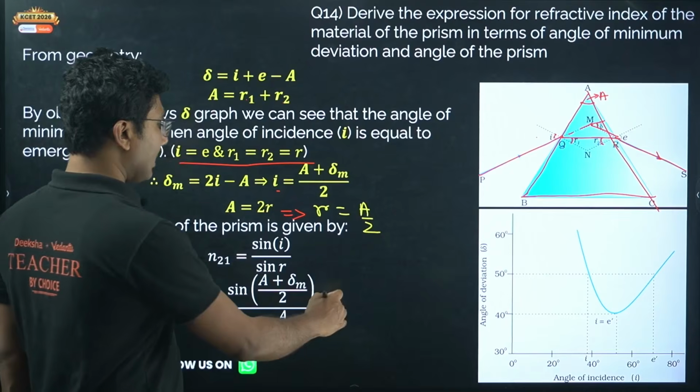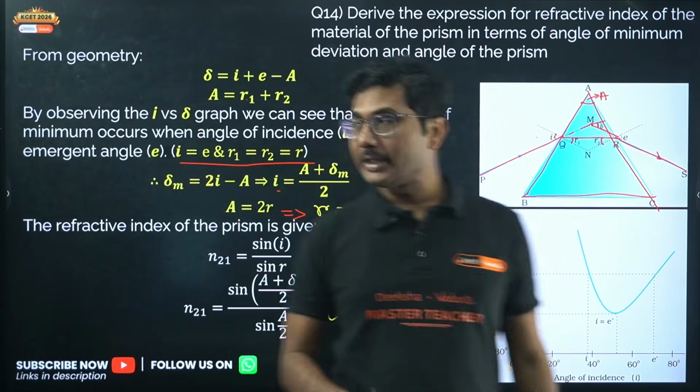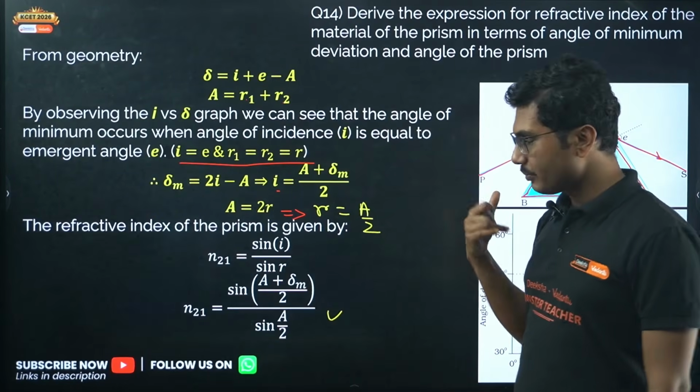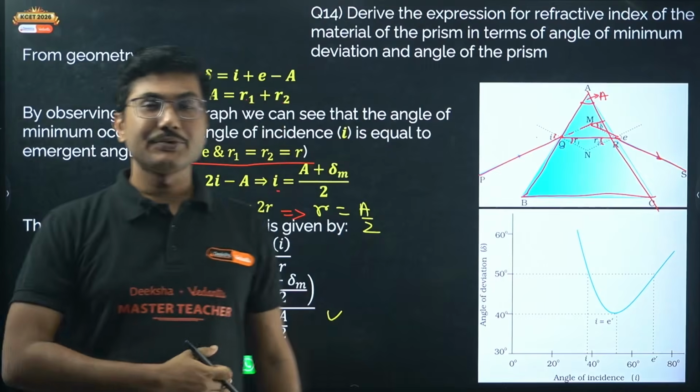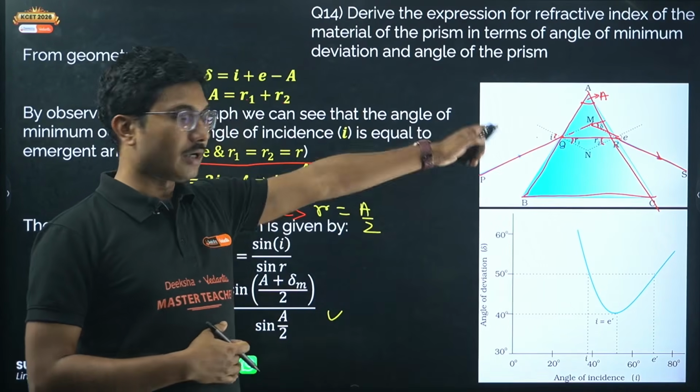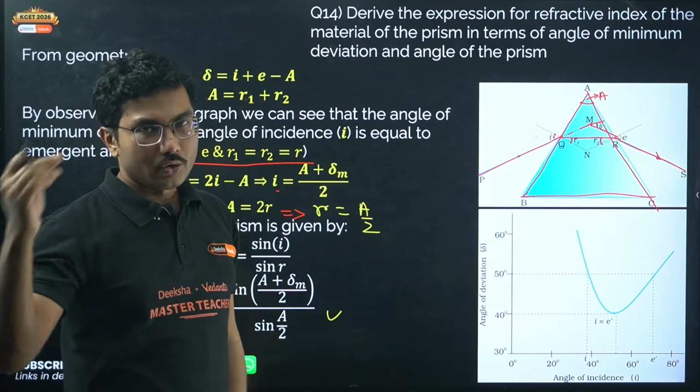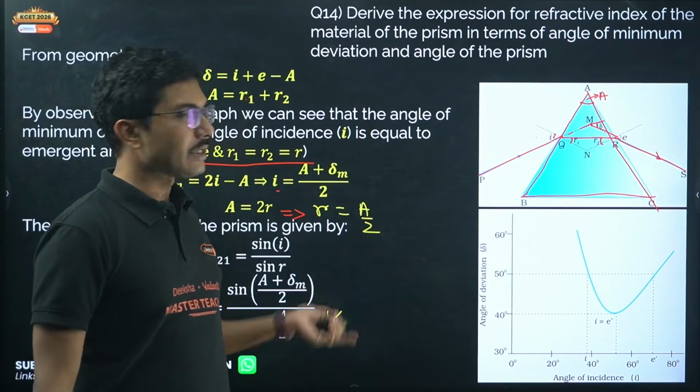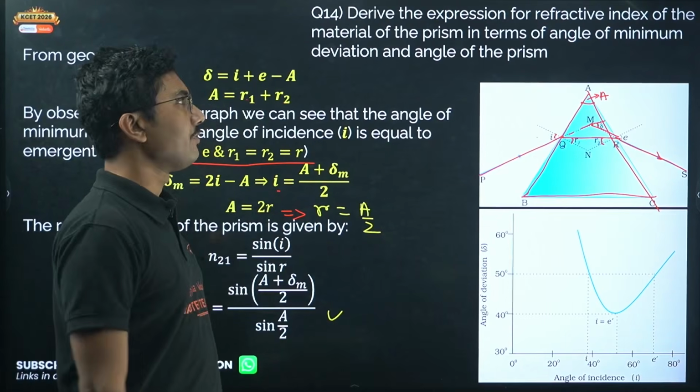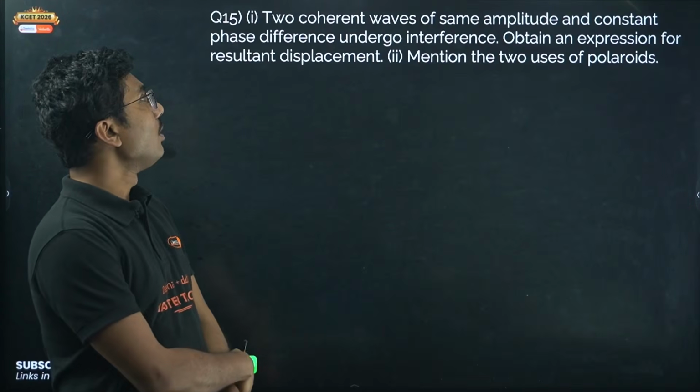Okay, so this is not a very difficult derivation, but you have to draw these two diagrams, which can be complex at times. So if you are confident with the diagrams, do go for it. If you are not confident about the diagram, you can skip this derivation. Now let's move on to the next question.